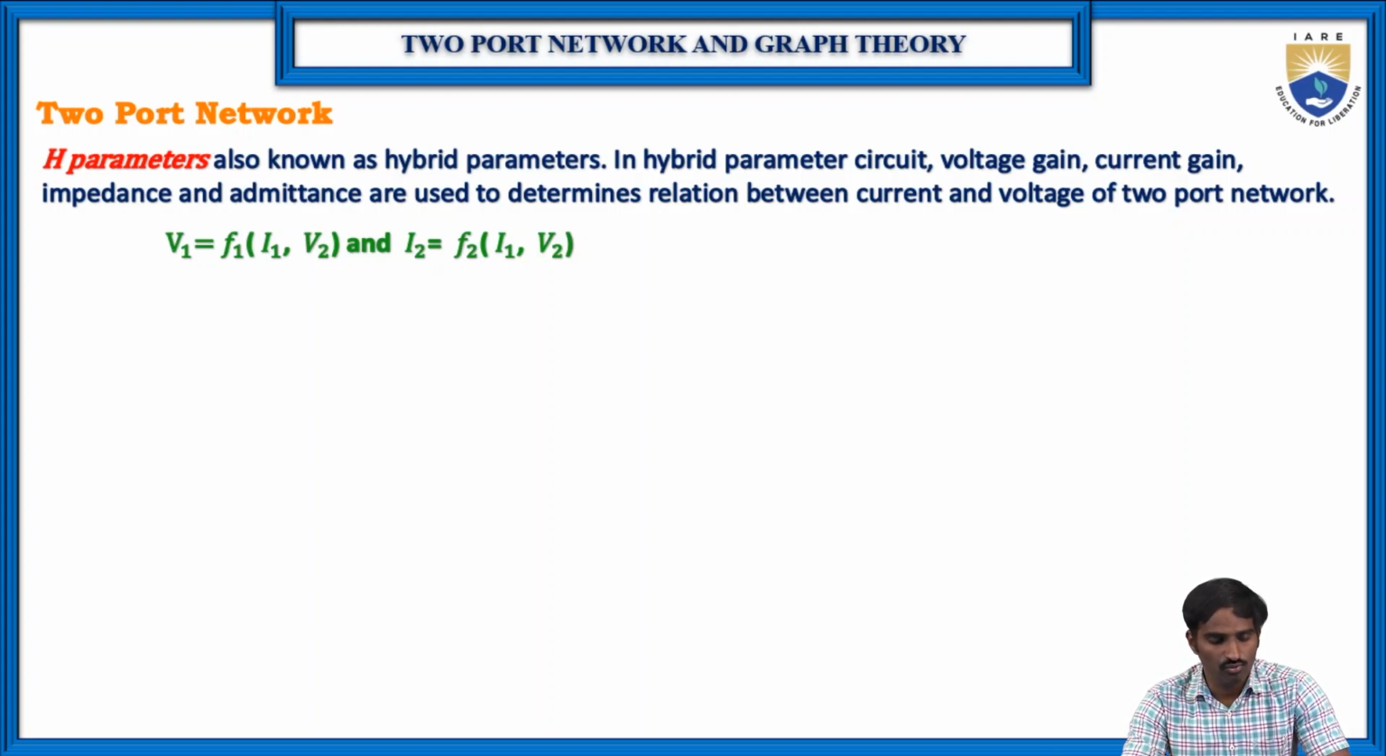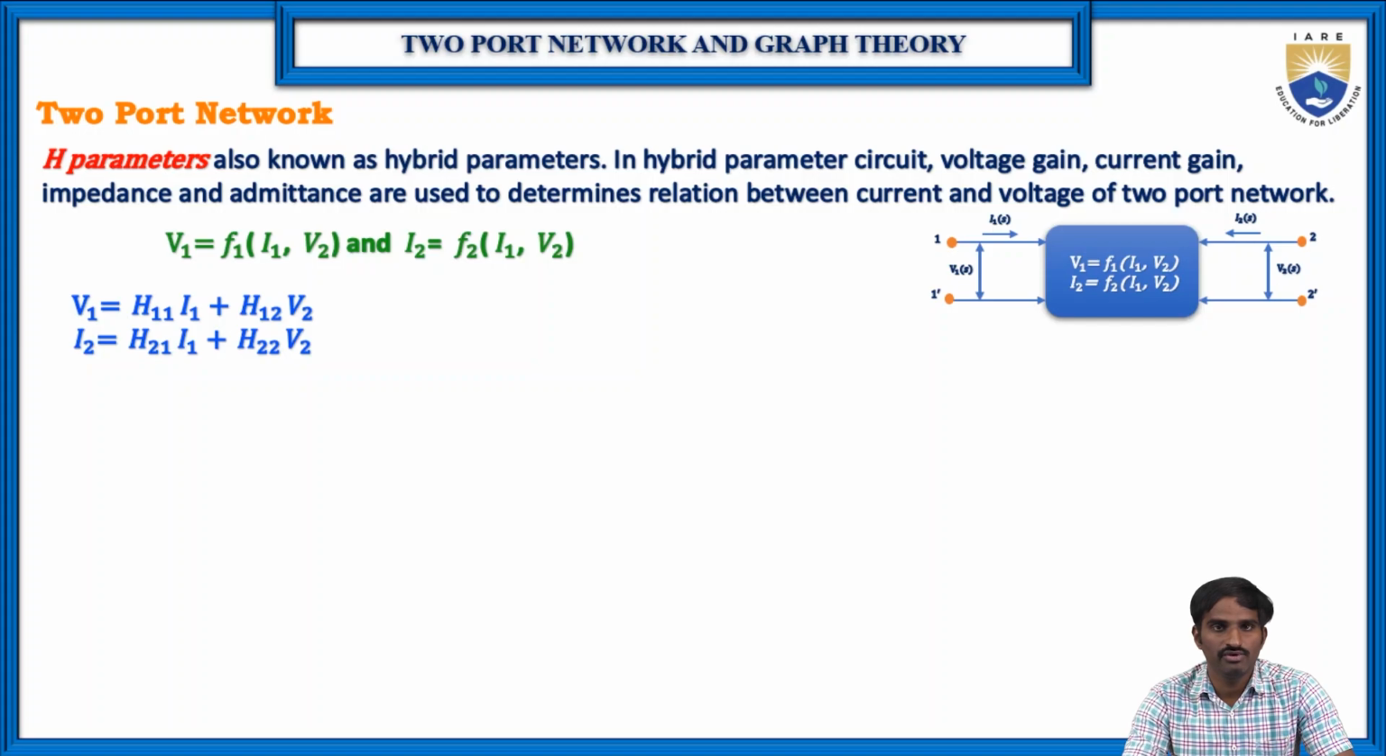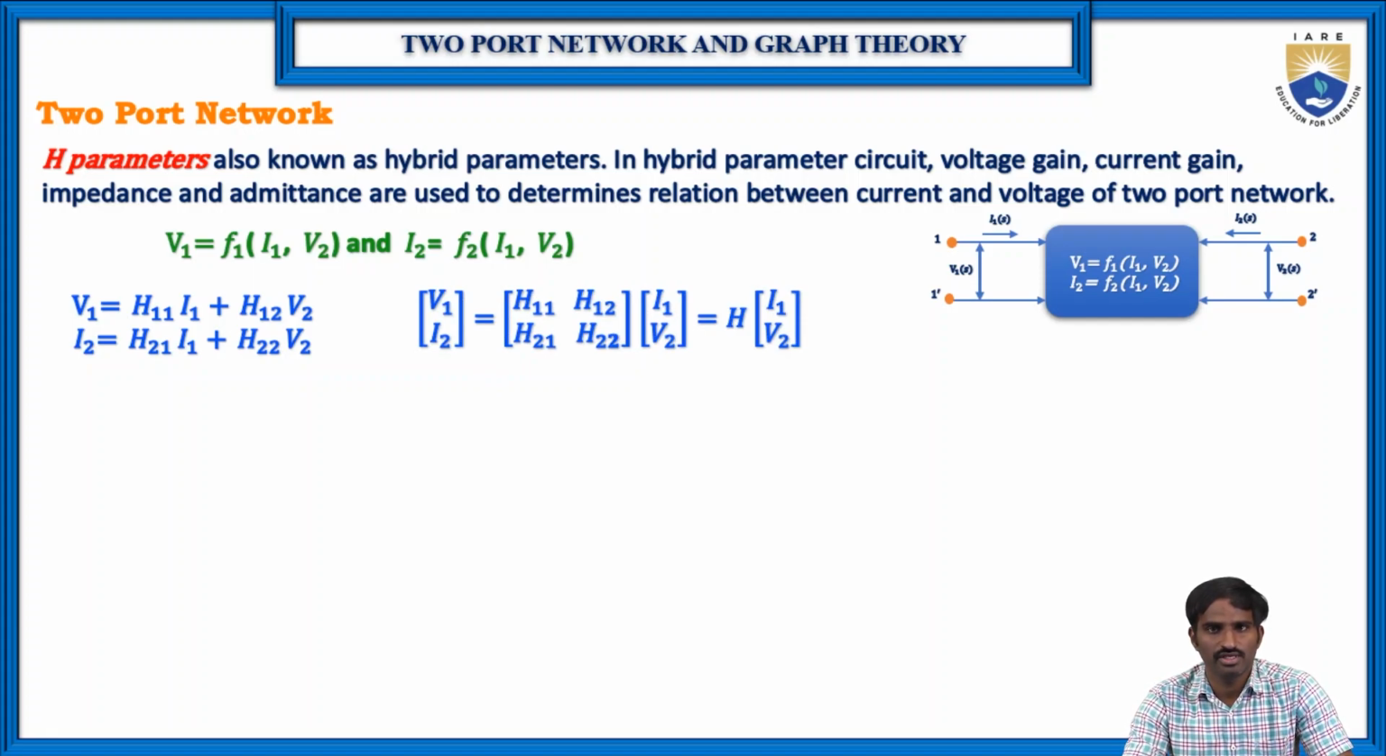So the voltage V1 is a function of the input current and output voltage, and similarly the output current I2 is also a function of the input current and the output voltage. Similarly, we write the equations: V1 is equal to H11 I1 plus H12 V2, and I2 is equal to H21 I1 plus H22 V2. That's why these are called H parameters, hybrid parameters. Now we represent this in matrix form: V1, I2 is equal to H11 H12 H21 H22 times I1 and V2.